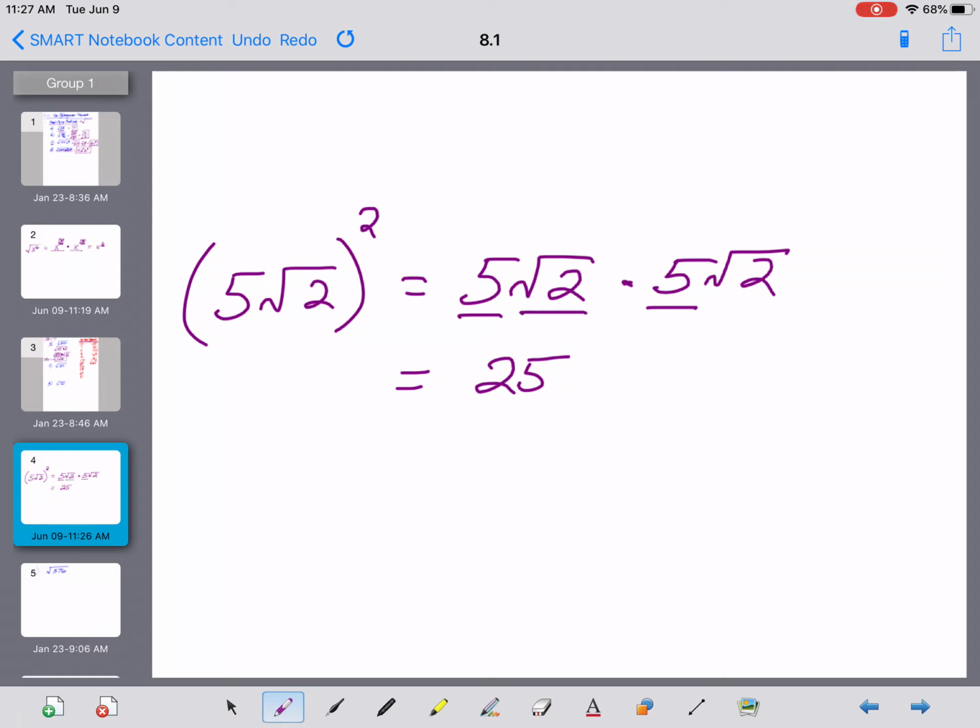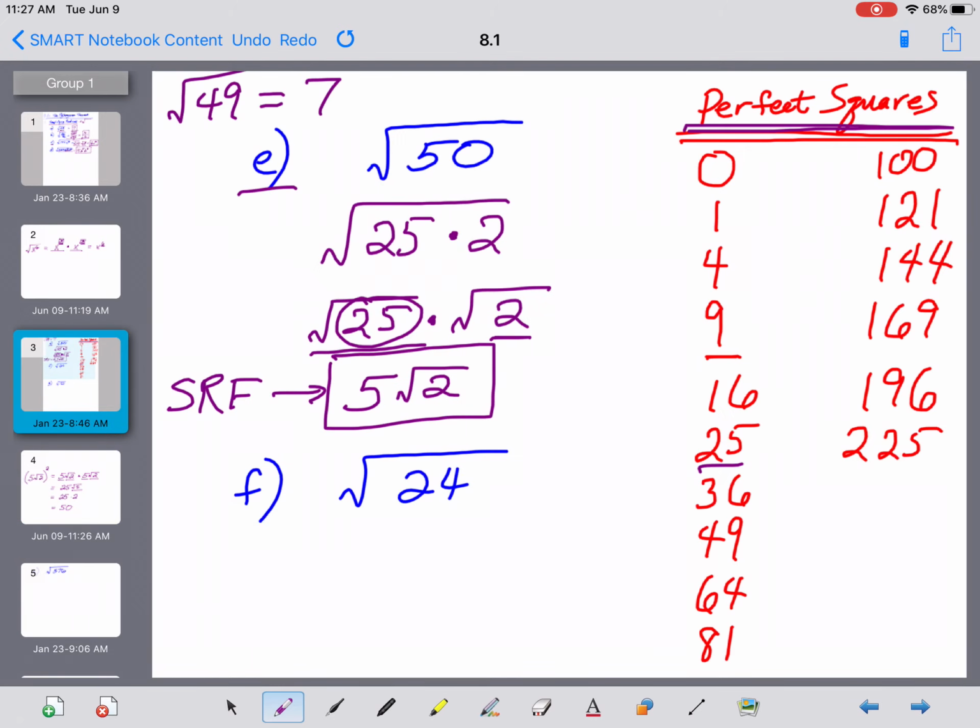The square root of 2 times the square root of 2 is going to get you the square root of 4. So this is really 25 times, and the square root of 4 is 2, and sure enough, that ends up with 50. That was our original radicand back here in example E, and that's kind of a way of proving what we've got here. So 5 root 2 is the number that multiplied by itself will equal 50. So there wasn't an integer that did that, but there is an irrational number that will do it.